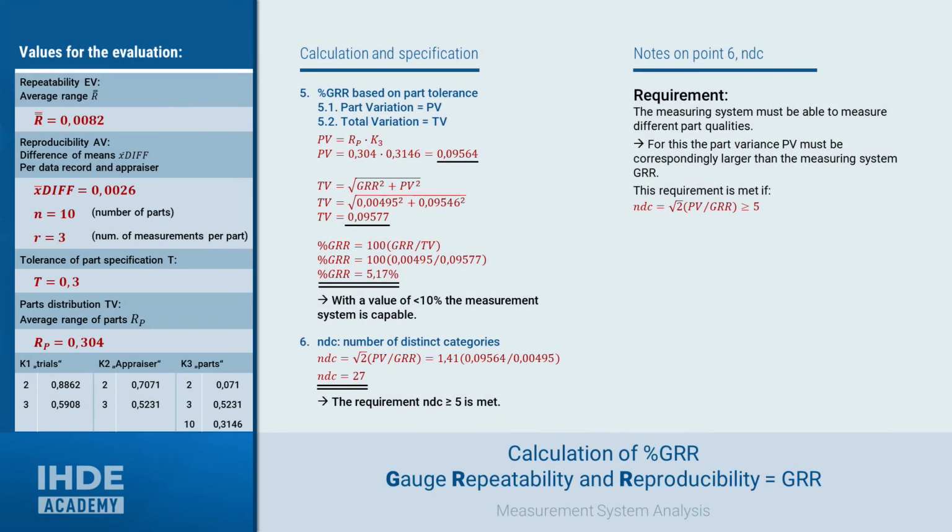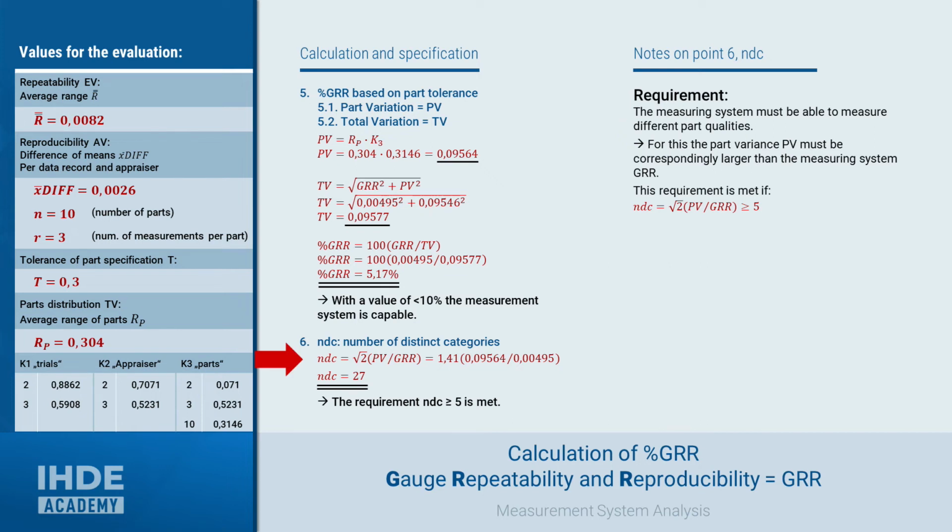In order to consider a measuring system as suitable, one can also provide further proof. In order to be suitable for the measuring task, the measuring equipment must be able to differentiate between different part qualities. For this, the variance of the part must be much larger than the variance of the measuring system. If the part variation is PV and the variation of the measurement system is GRR, then the quotient of PV and GRR times the square root of 2 should be at least 5.